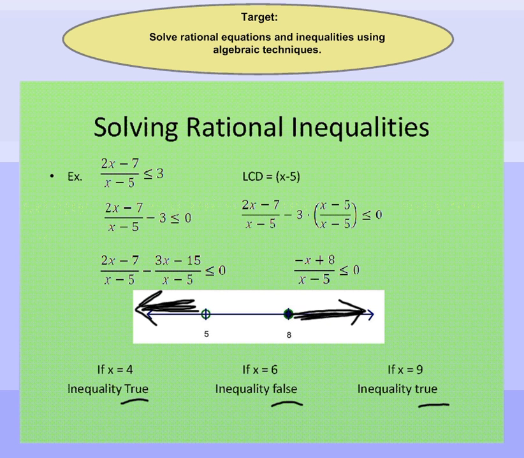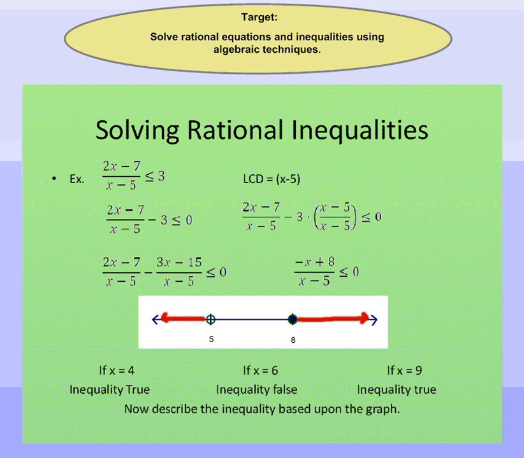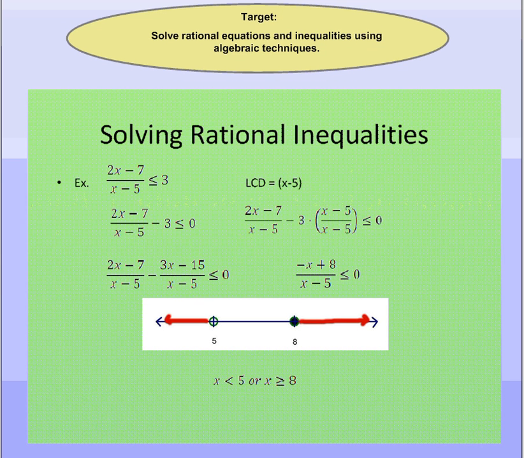What this looks like to me is an OR statement. We have a disjunction. It is an OR statement. So now we describe our inequality based upon this graph. Okay, x is less than 5 or x is greater than or equal to 8. You do need to be careful with these. You can get some very atypical graphs, and you do need to graph the regions and just see what happens.